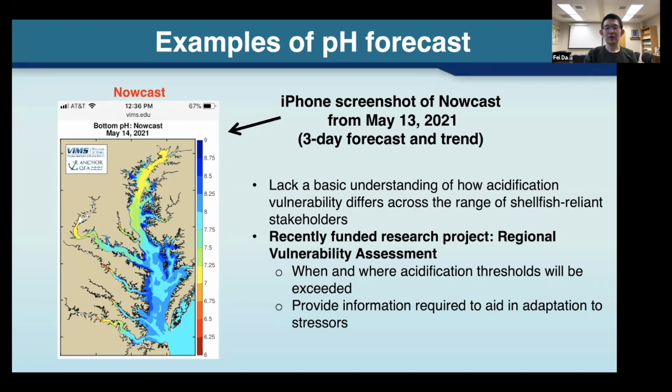For example, we are not so sure if pH is 7.5, is that low for oyster farmers, or is that low for oyster hatcheries, or both? So we are trying to understand the threshold of acidification, for example, when and where we may exceed this kind of threshold. Also, working with some social scientists from Oregon State University, we are hoping to provide information that's required to help people adapt to stressors such as acidification in the future.